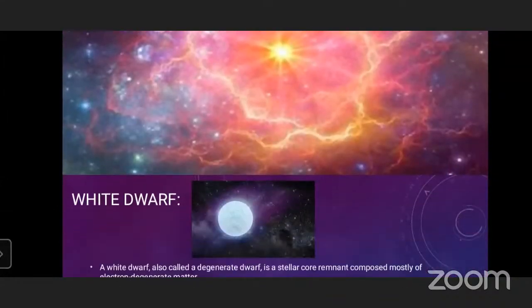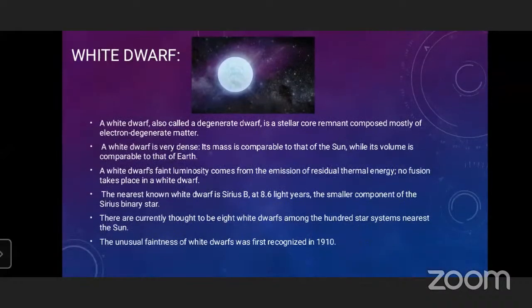Next, about white dwarfs. White dwarfs are also called degenerate dwarfs. It is a stellar core remnant composed mostly of electron-degenerate matter. When a small-sized star, like our Sun, dies, it converts into a white dwarf. A white dwarf doesn't release any energy like our Sun, so it has a very faint color. White dwarfs were first recognized in 1910. Currently, 8 white dwarfs are among the 100 star systems nearest the Sun.